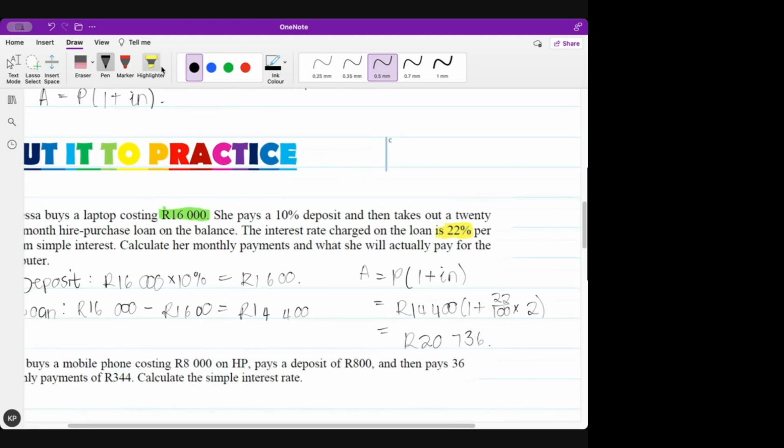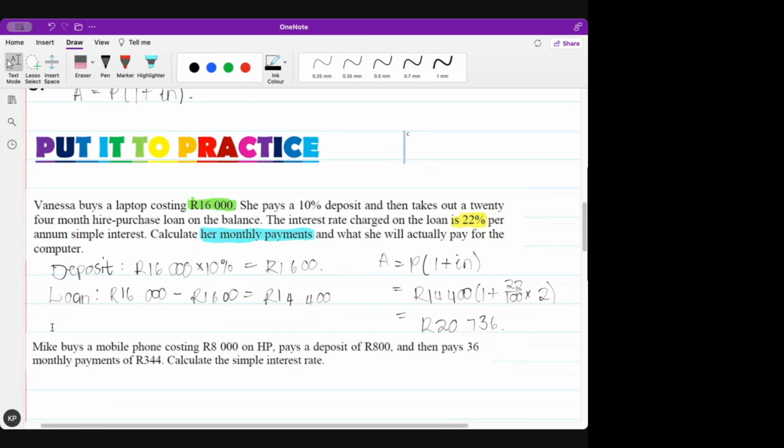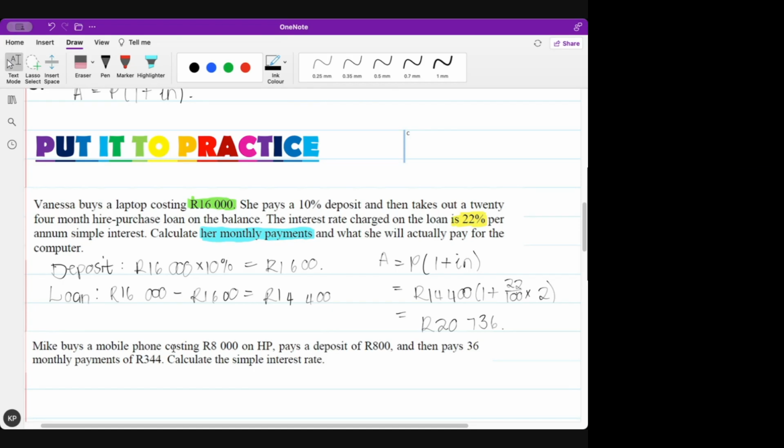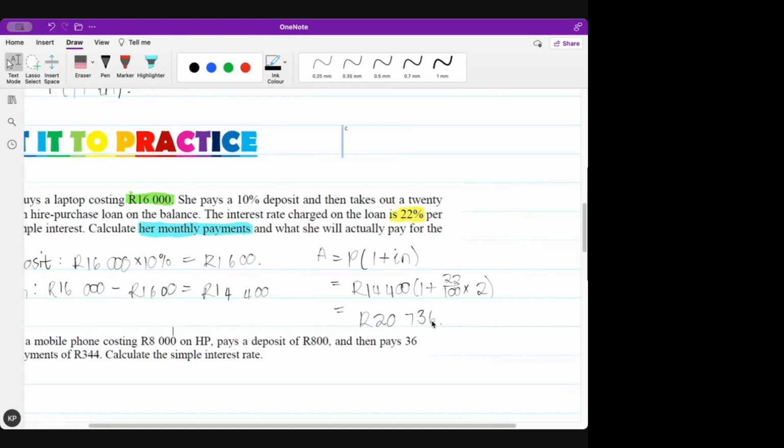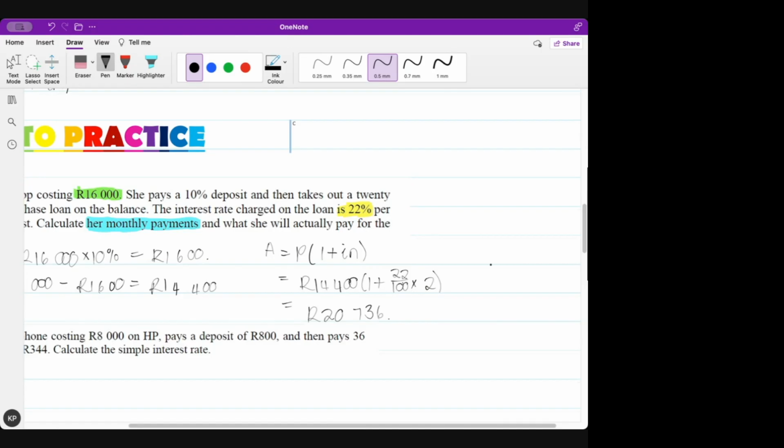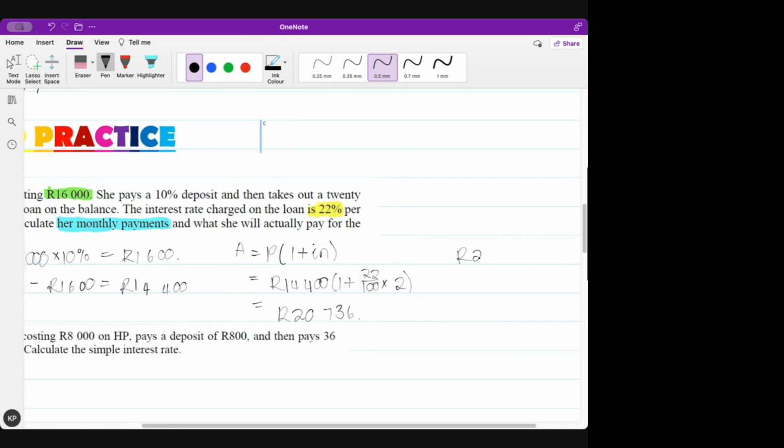But that's not what they asked us. They said to us, calculate her monthly payments. So what do we do with this 20,000 rand that we just found out here? We divide it by 24, and Abu has an answer for us already. We divided by 24 because that's how much you pay overall. So you're going to pay this off in installments of 24 months, divided by 24. That means our monthly repayment is 864 rands.